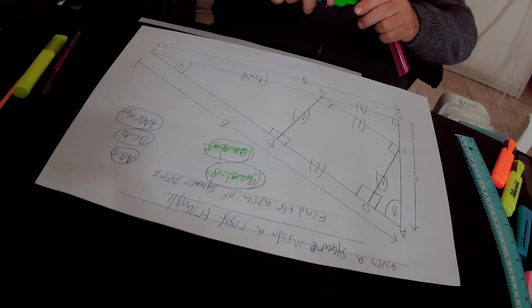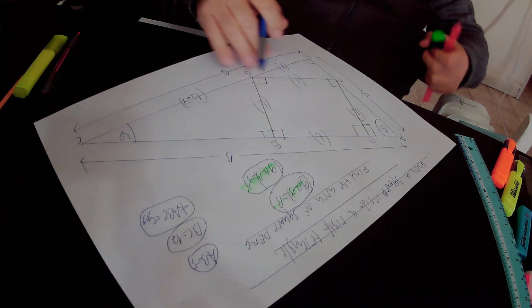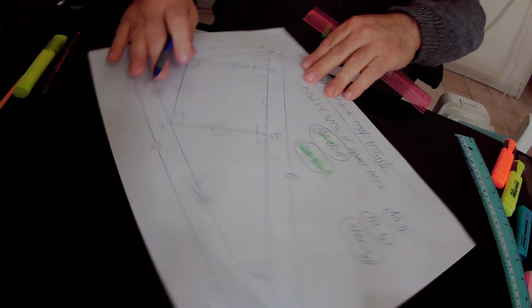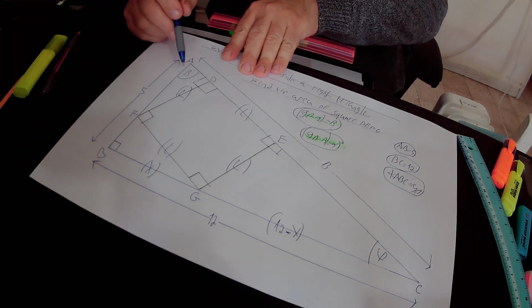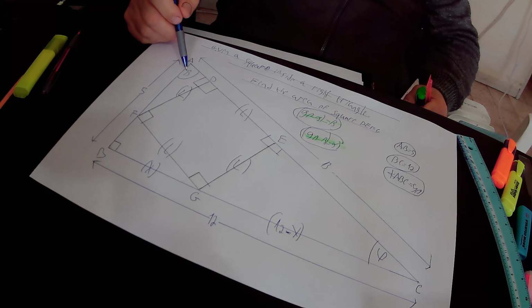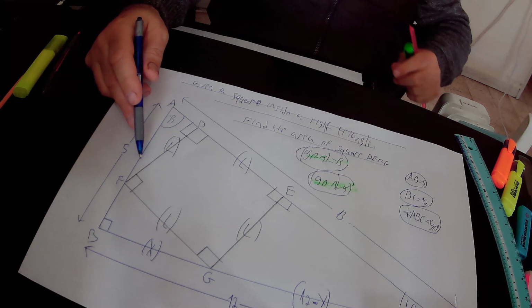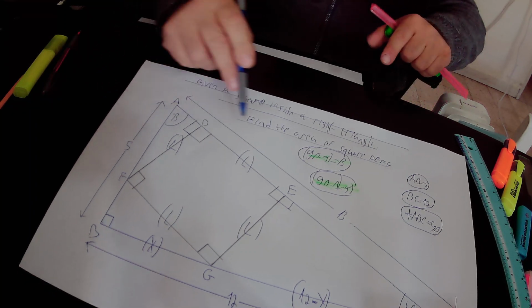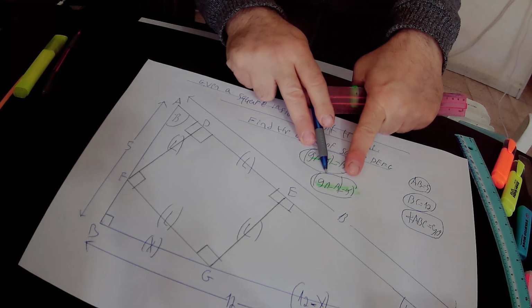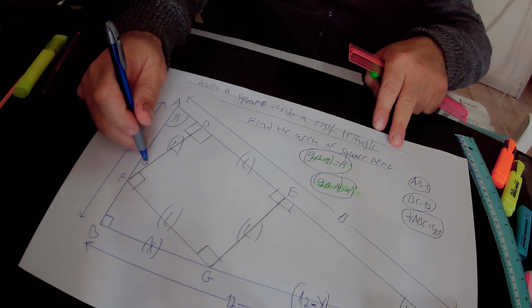In the next step, we focus on the right triangle ADF. In the right triangle ADF, this angle equals beta, this angle equals 90 degrees, therefore the missing angle must be equal to 90 degrees minus beta. But 90 degrees minus beta equals alpha, therefore the missing angle equals alpha.